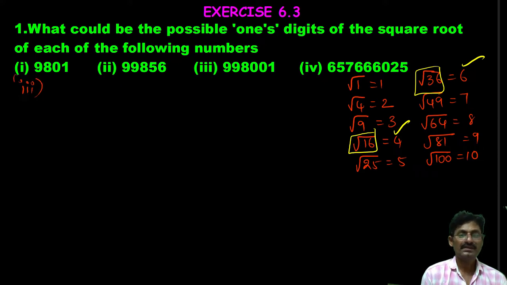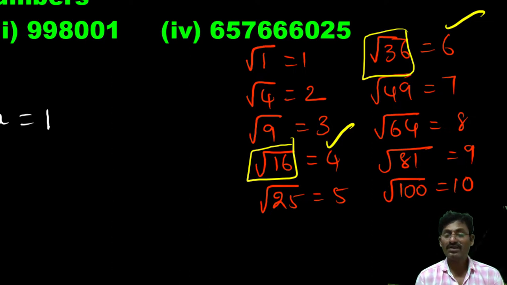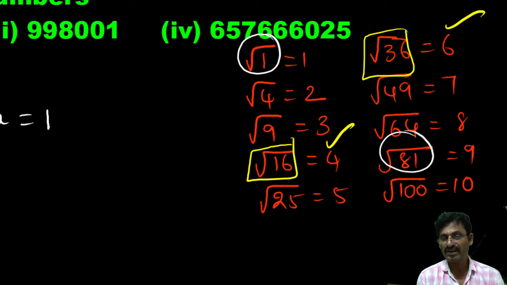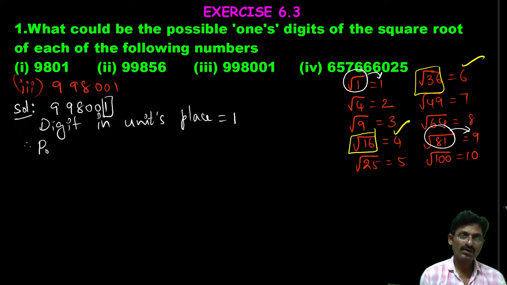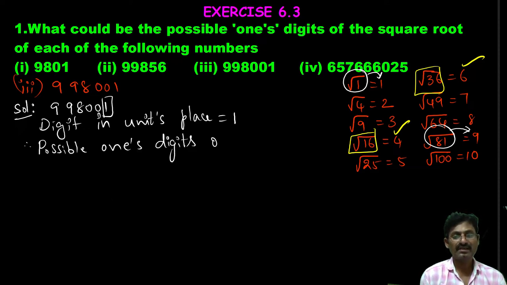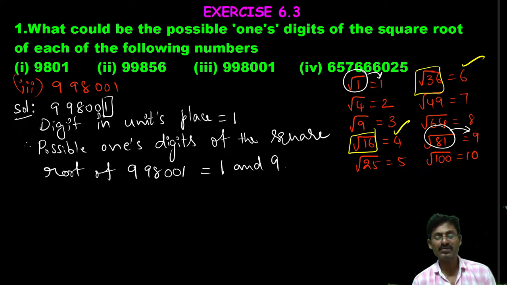Now let's go to the third one. Third problem, 9,98,001. So solution, the given number is 9,98,001. What is the digit in units place? That is 1. So write 1 here. Now on the right side, you observe the numbers which have 1 as units digit: root 1 and root 81. The square roots of those two are 1 and 9. So the possible ones digit of the square root of the given number is 1 or maybe 9. So the possible ones digits of the square root of 9,98,001 are 1 and 9. These are the possible ones digits.